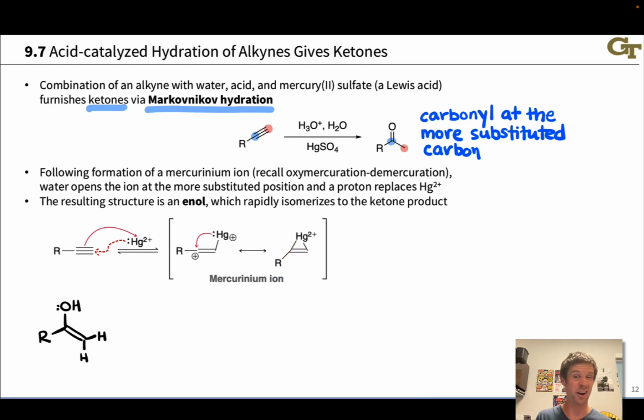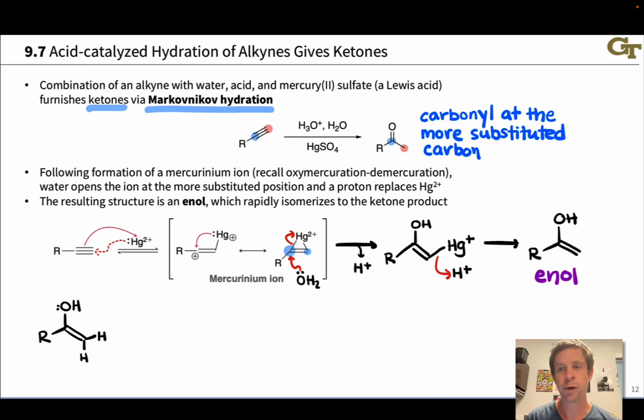Now there's a double bond there rather than a single bond in, for example, oxymercuration. And so this is even more reactive than those mercurinium ions we've already seen. Water's going to attack the more substituted position because that's got more partial positive charge, more electrophilic. And ultimately, a proton is going to replace the mercury, and we end up with this structure.